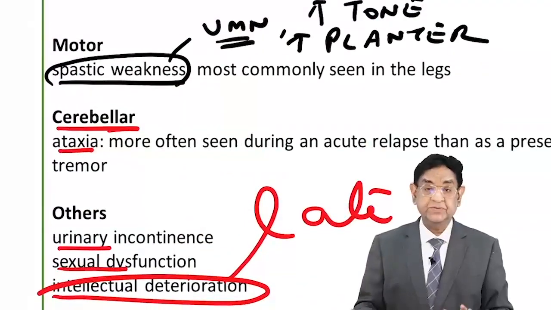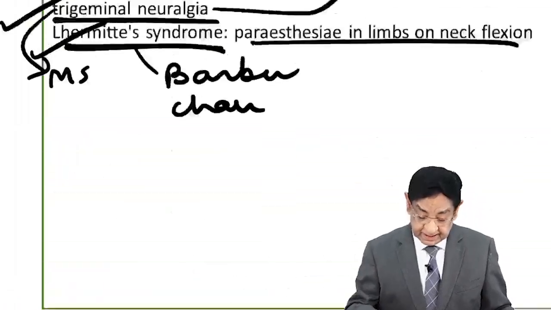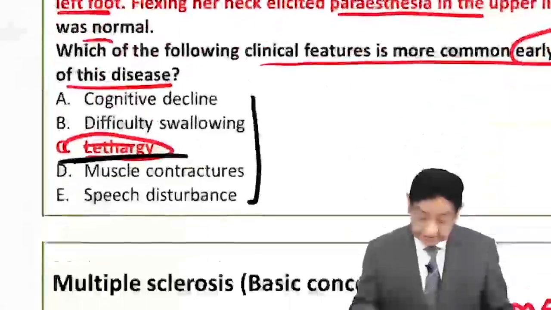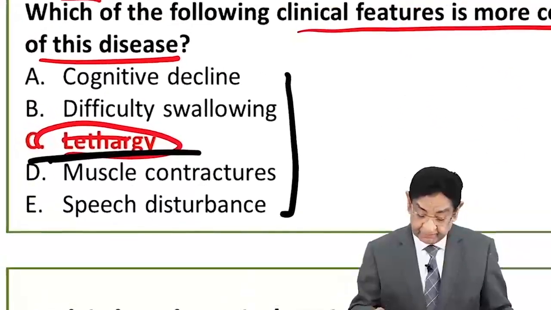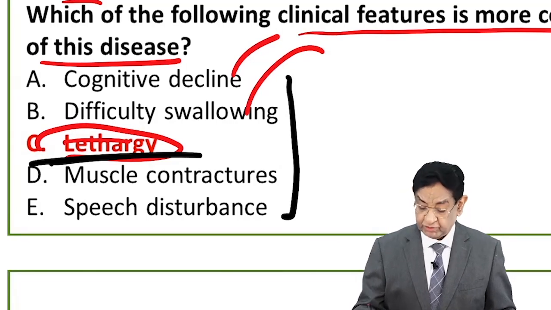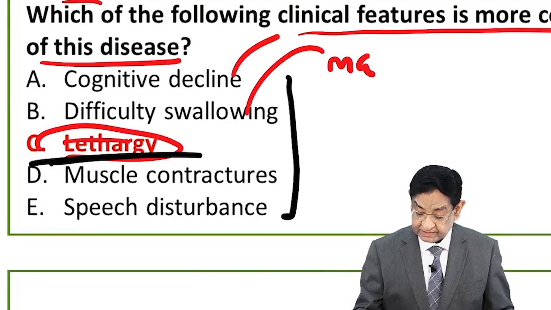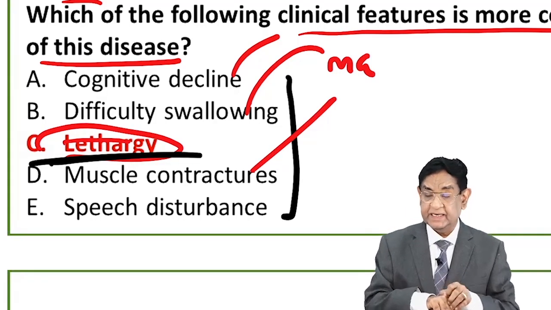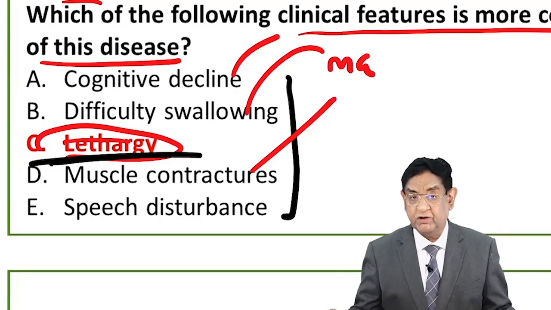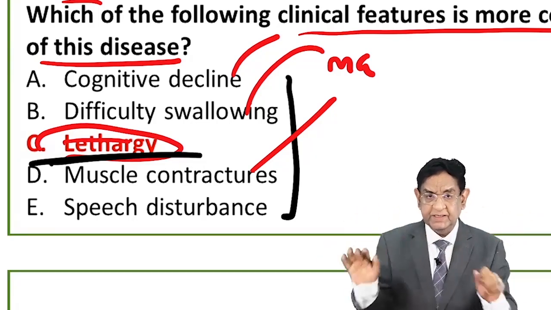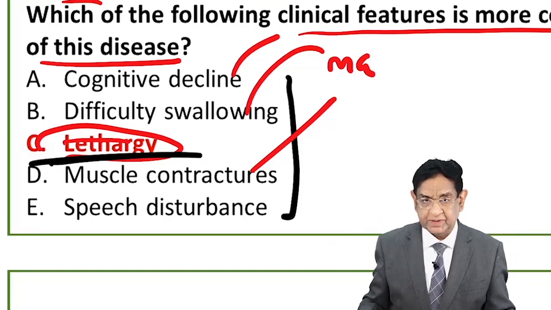So friends, we learned a lot. Now if we come back to the question answer, so we are clear about it, cognitive decline will be a late feature. Difficulty swallowing is more likely to be in myasthenia gravis. Muscle contracture will be seen in case of muscle disorder or anything which can lead to lower motor neuron palsy, or again muscle contracture is not a feature here. It is more of a fibrotic condition.